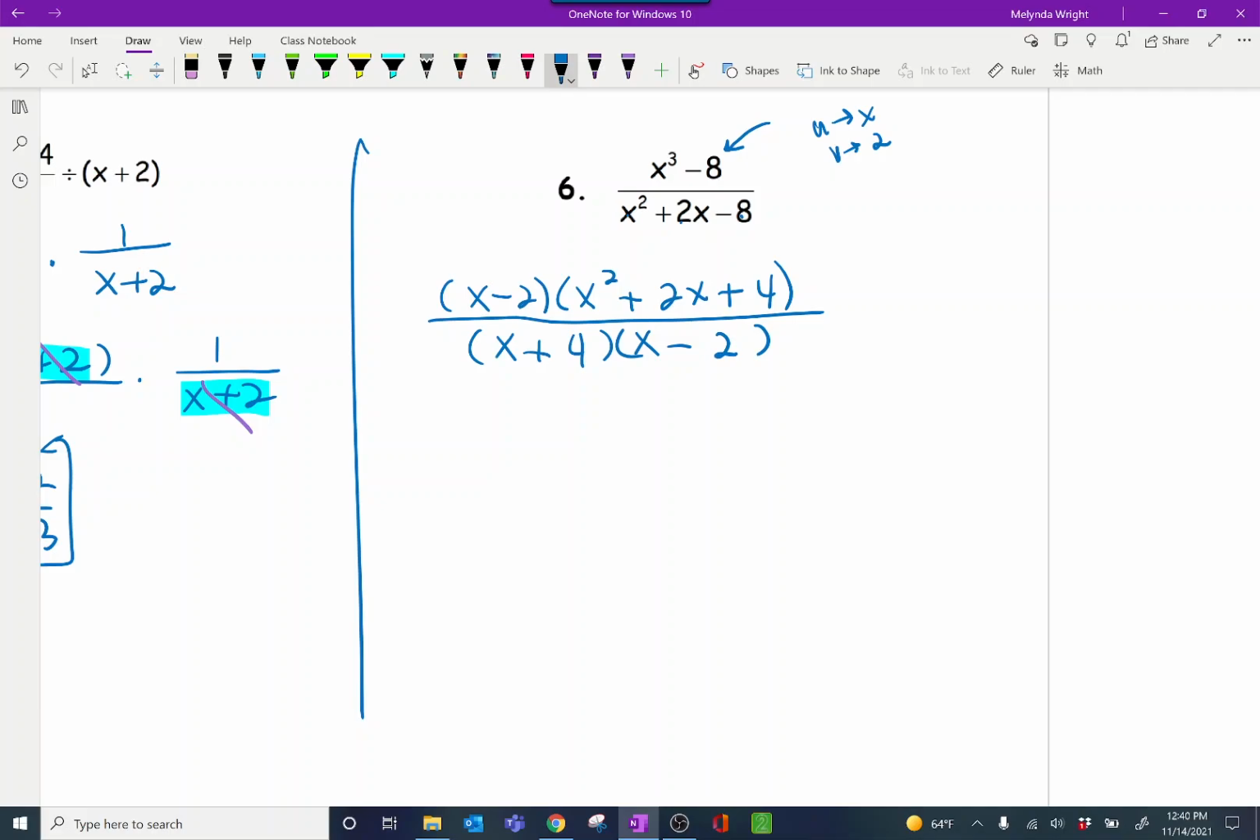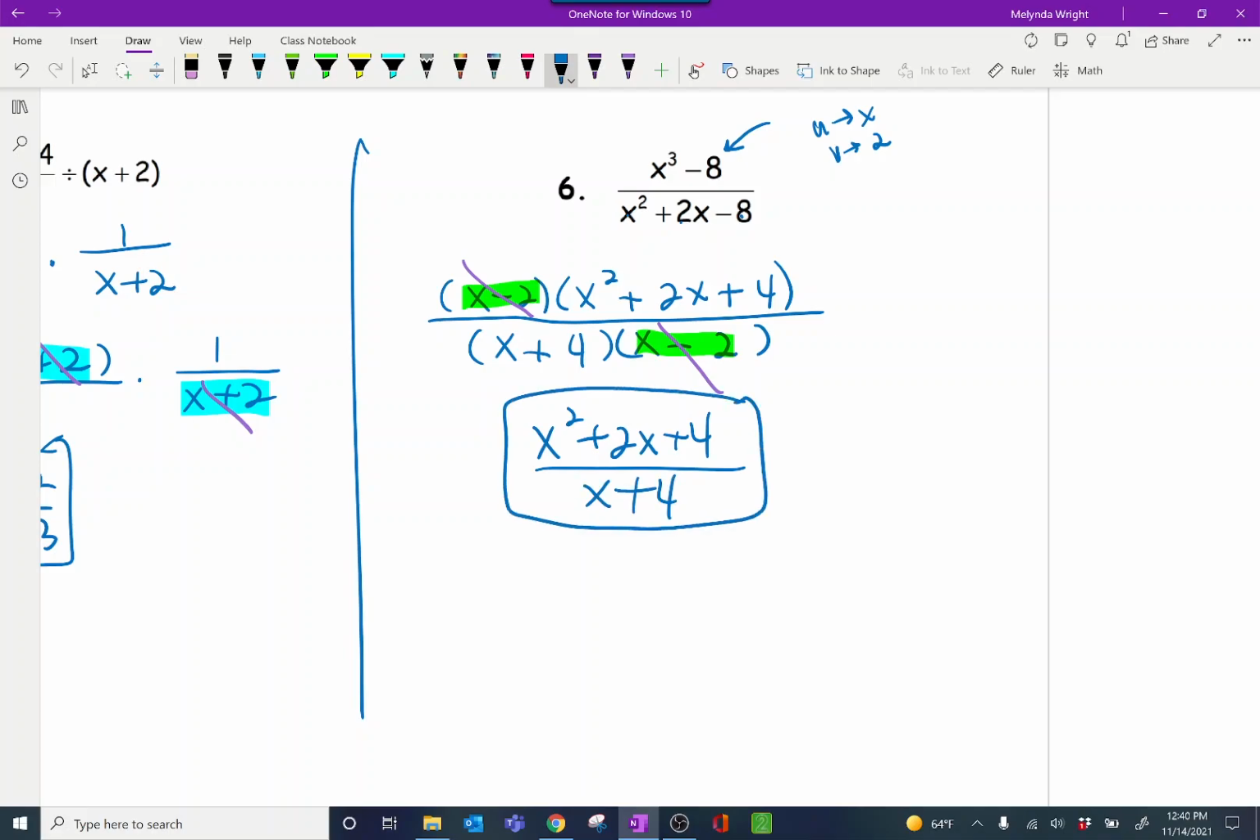All right, so what do we have? Do we have anything we can cancel? Yeah, we do. We've got this x minus 2, x minus 2. Those are the same factor. So that's x minus 2 over x minus 2 is 1. So they go away because it's just 1. And it doesn't look like I have anything else. So we'll be left with x squared plus 2x plus 4 all over x plus 4. All right, and that is our lesson on multiplying and dividing rational expressions.